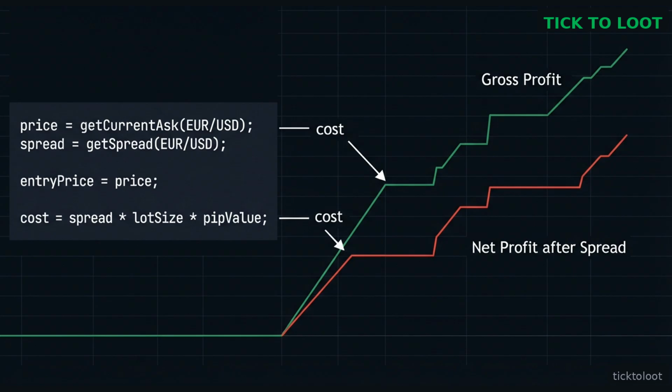To visualize the impact, picture a profit chart where the green line shows gross profit after each trade, while the red line, slightly lower, shows net profit after accounting for spread. Over many trades, those small deductions add up, especially for high-frequency strategies that open and close positions many times a day.